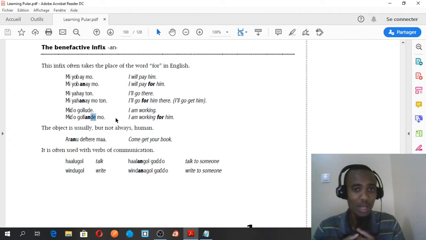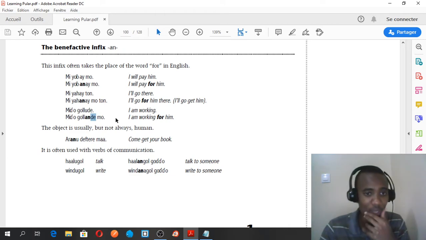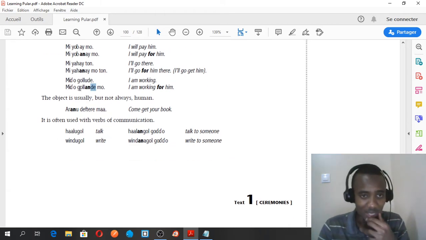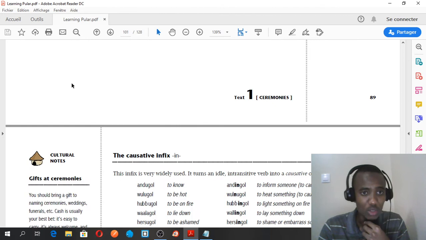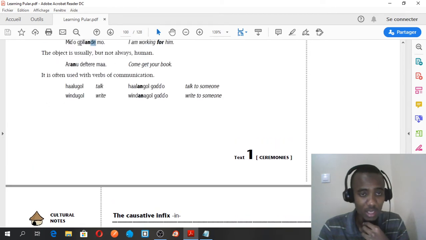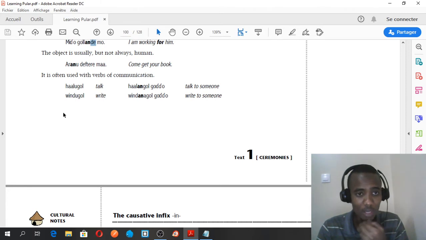Ko babeng amune gollande, I am working for my dad. Mido gollande babeng ang means I am working for my dad. So that's the ande part. It is often used with verbs of communication, here aranu defterima and so on. It's often used with verbs of communication.